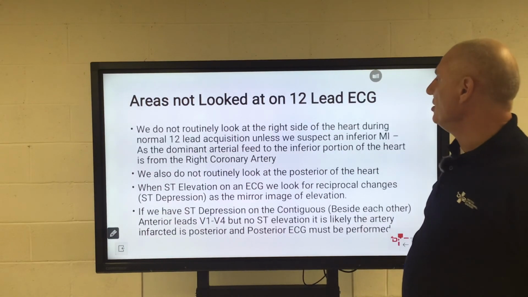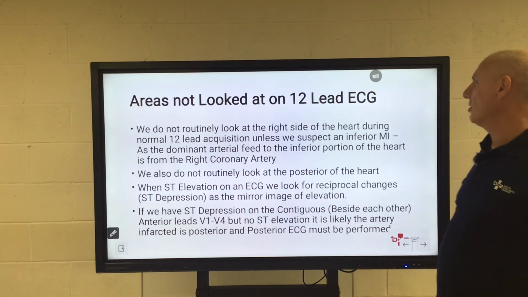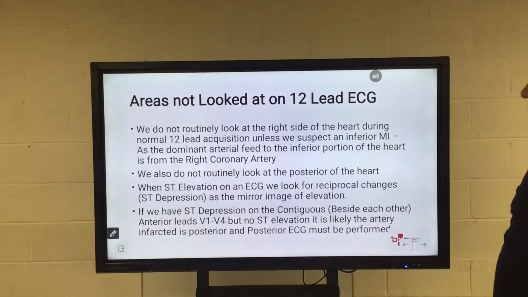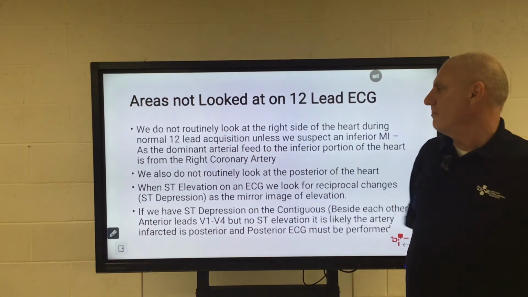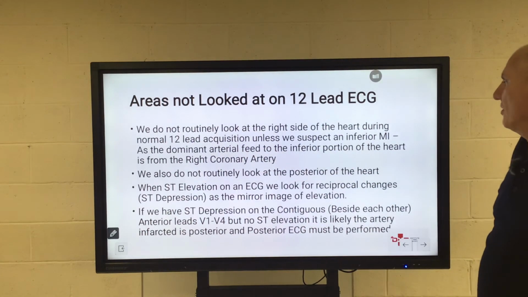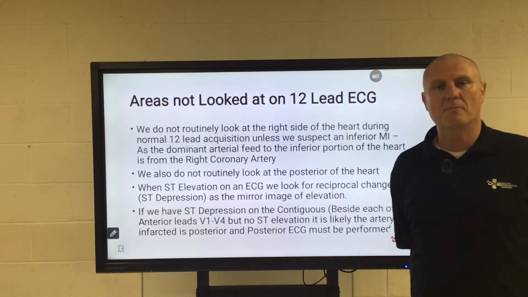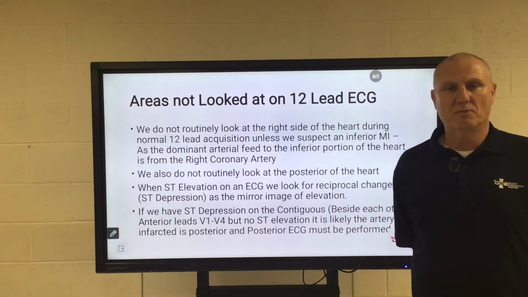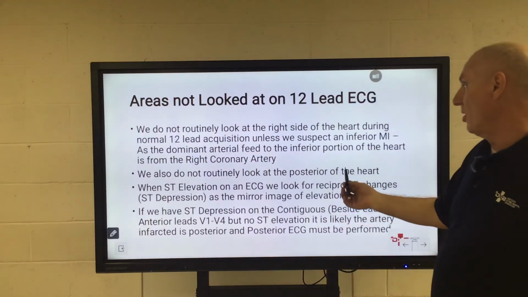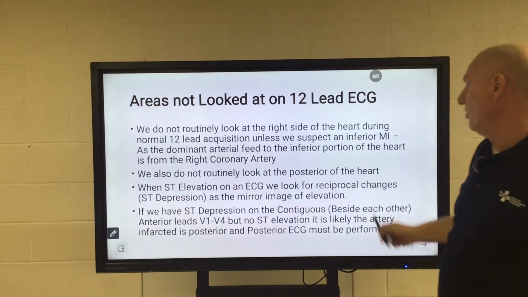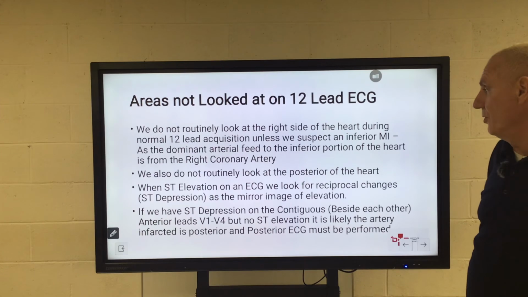Areas not looked at on the ECG: we do not routinely look at the right side of the heart during normal 12-lead acquisition unless we suspect an inferior MI. We mentioned here the dominant arterial feed to the inferior portion of the heart comes from branches of the right coronary artery, which is the reason why we do right-sided ECGs. And again, moving that on another step, we also do not routinely look at the posterior view of the heart.